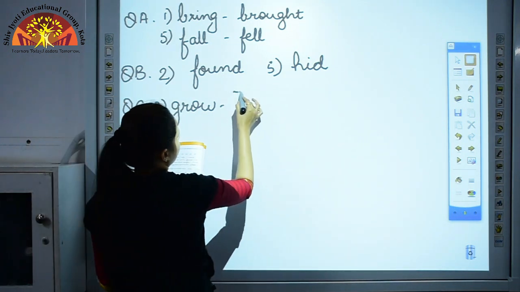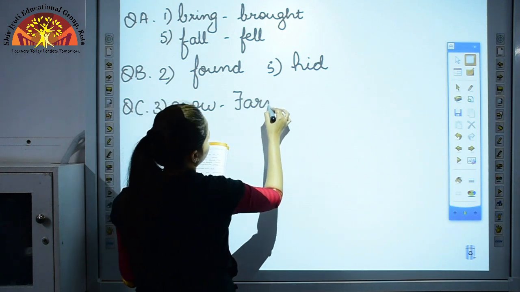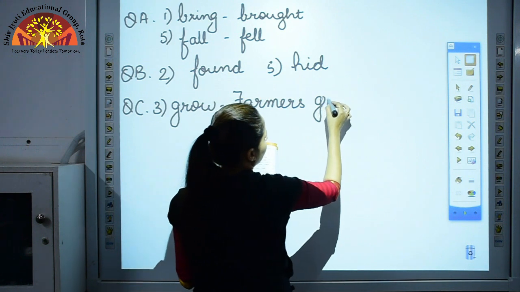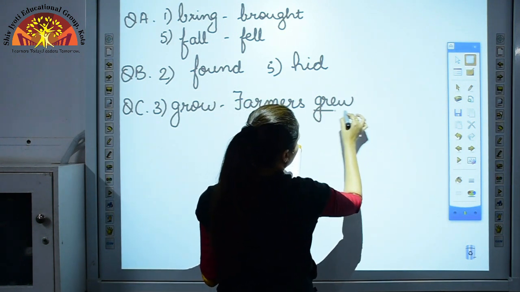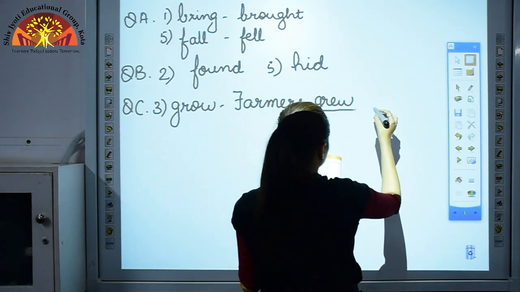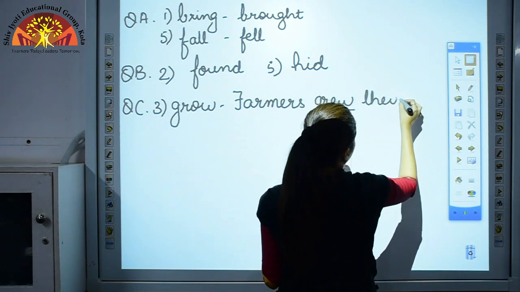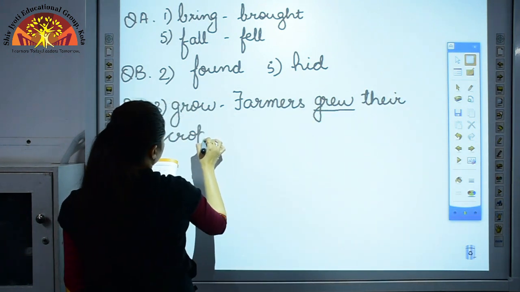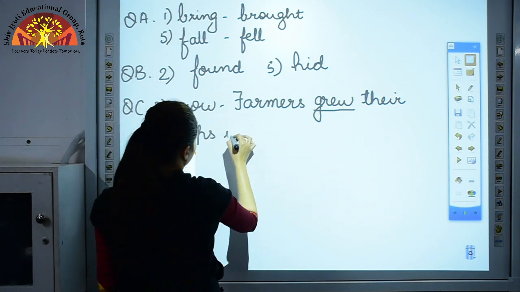You can write the sentence, farmers. Past tense of grow will be grew. Then you have to underline it as well. Farmers grew their crops in the field.